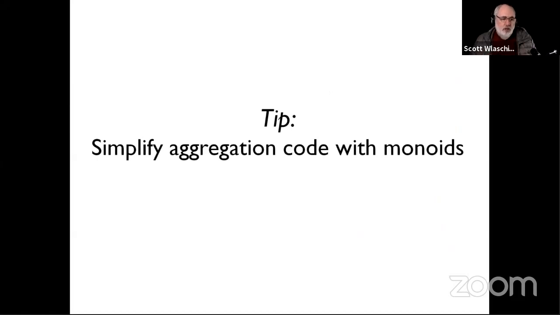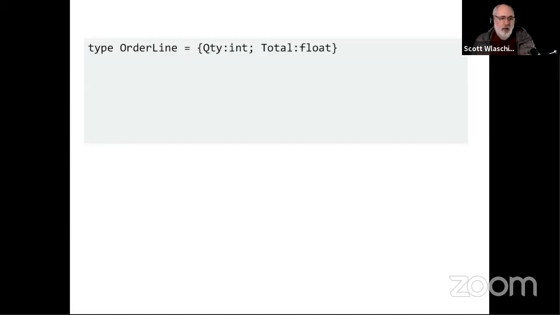So let's look at some real code. Let's say that I have a very simplified order line for a product on a website: how much am I buying, and what's the total price. And I have a bunch of these things and I want to add them all up. Well, you could write a special loop that adds them all up, fine.